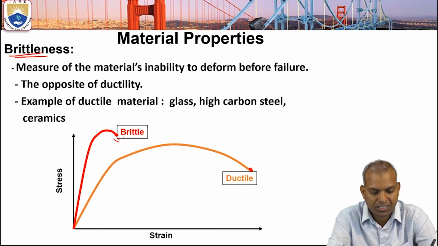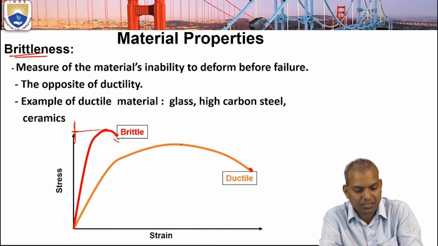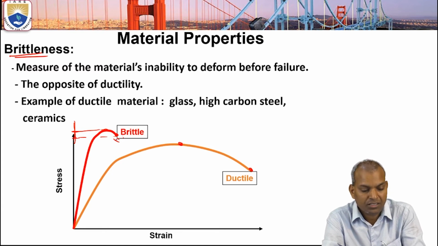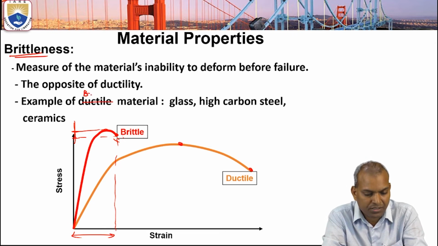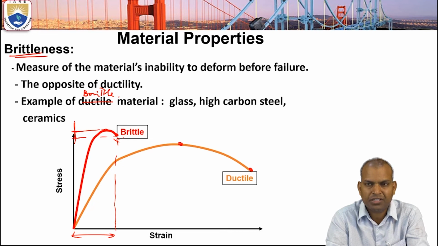Here we can see the ultimate tensile strength of the material is higher in comparison to ductile materials, and the fracture stress is also higher. And one thing is that the strain is very low. Examples of these brittle materials are glass, ceramics and high carbon steels.